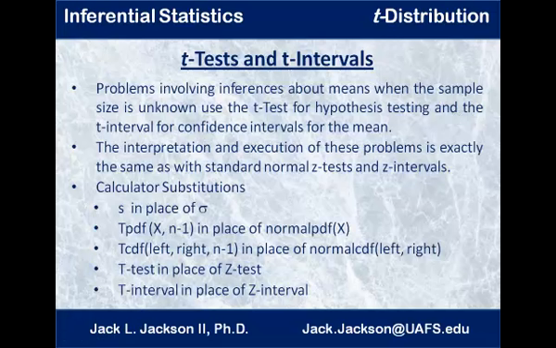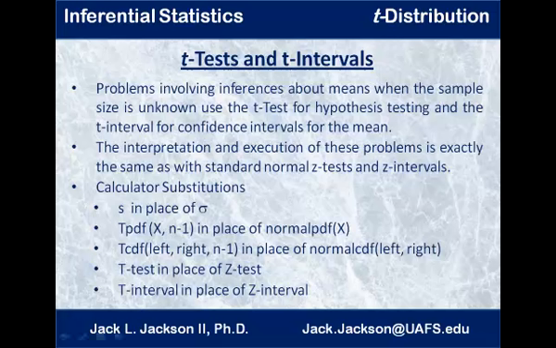So, t-tests and t-intervals. We can solve problems involving inferences about means when the population standard deviation is unknown. We use the t-test for hypothesis testing and the t-interval for confidence intervals for the mean. The interpretation and execution of these problems is exactly the same as we would do with the standard normal z-test and z-interval. The only difference is we make a couple of quick little substitutions. In the calculator, we're going to use s in place of sigma. We'll use the t-PDF in place of the normal PDF.